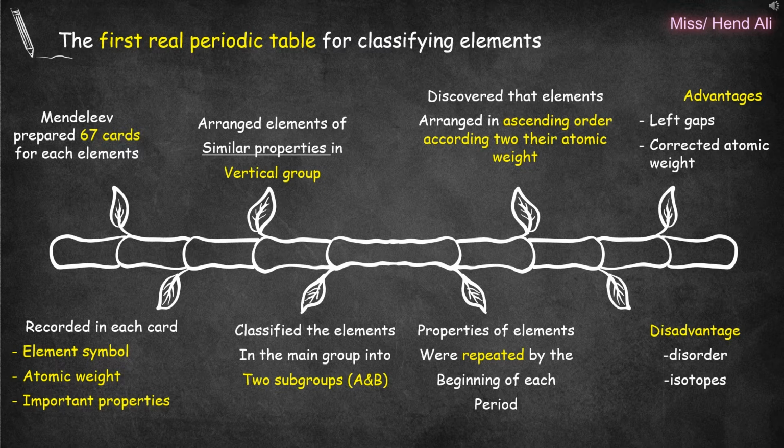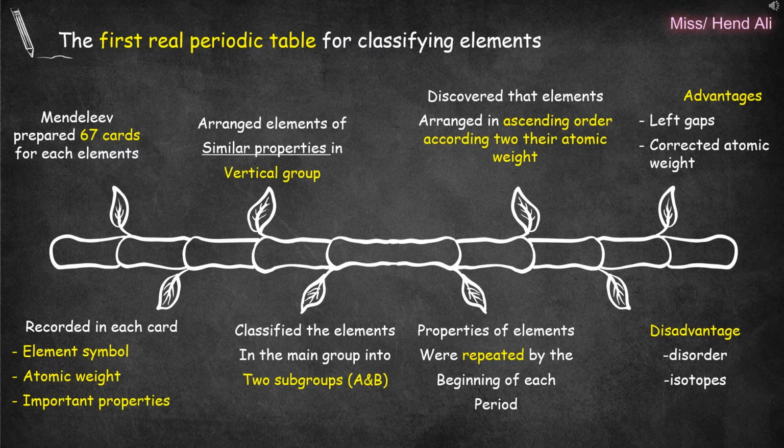At the time of Mendeleev, only 67 elements were known. Mendeleev prepared 67 cards, one for each element. On each card he recorded the element symbol, atomic weight, and the important properties. Then he arranged elements of similar properties in vertical groups. And he classified elements in the main groups into two subgroups, A and B.